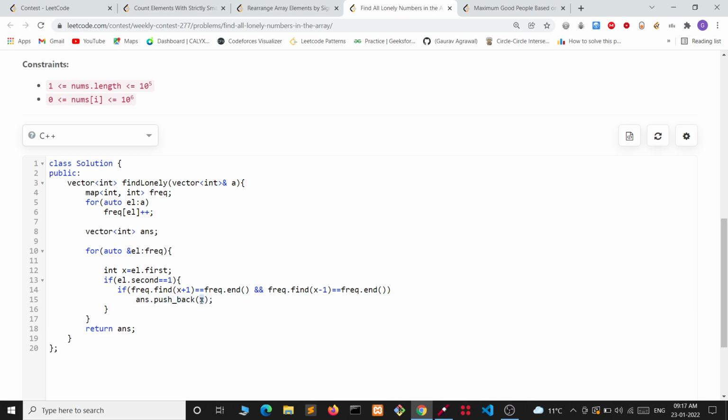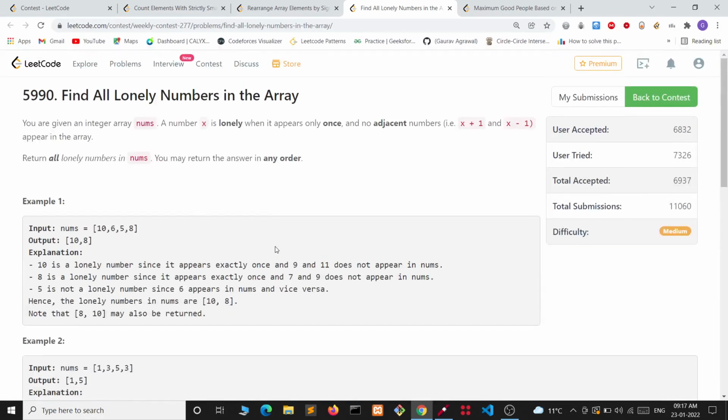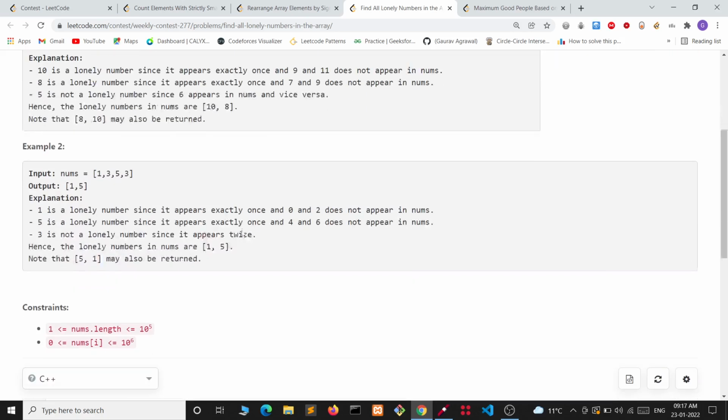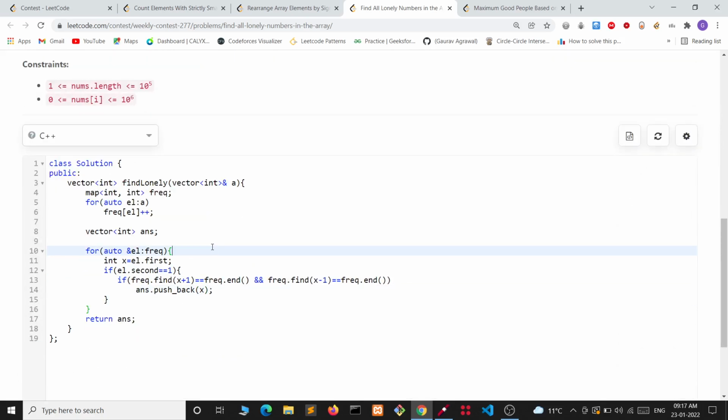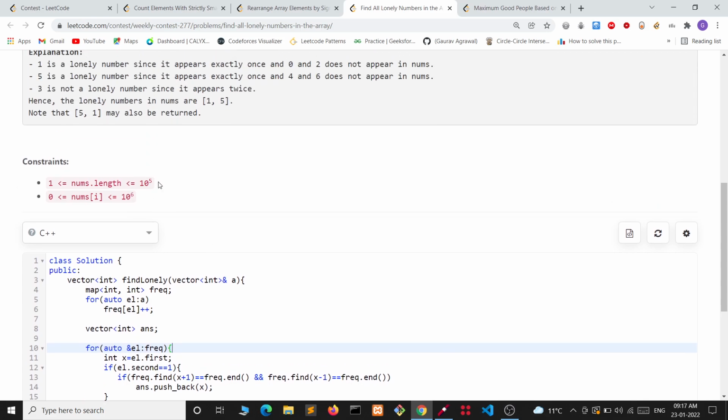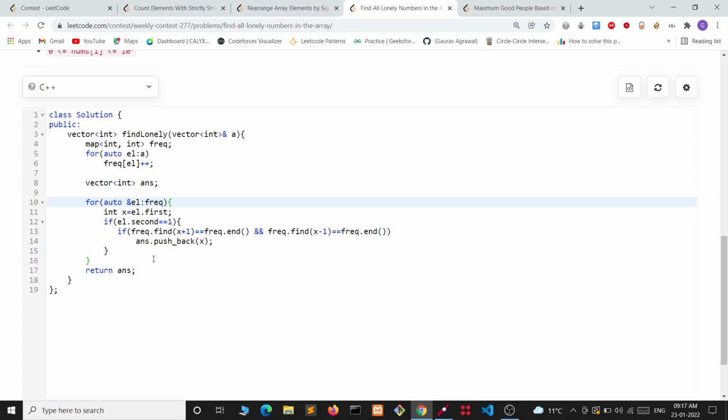So we can simply take this x as a lonely integer which is present in nums. So we are doing something like this. We can note that nums dot length can go up to 10 to the power 5. So this is an n log n solution which will easily pass.